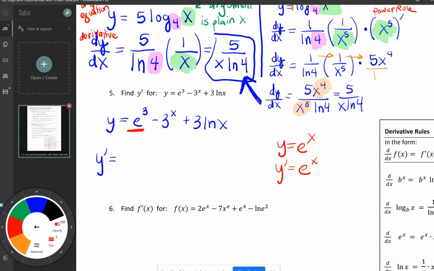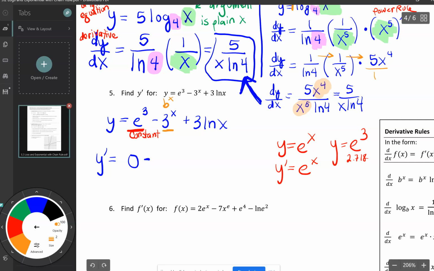No. Remember, if we have e to the 3, e is just the number 2.718, I don't know, it's a constant number. So this is just a constant. And what's the derivative of a constant? 0. There's no variable component in that. E is a constant irrational number and 3 is a constant. So that's just 0. So you don't really need to write it, but I'm going to write it for teaching purposes.